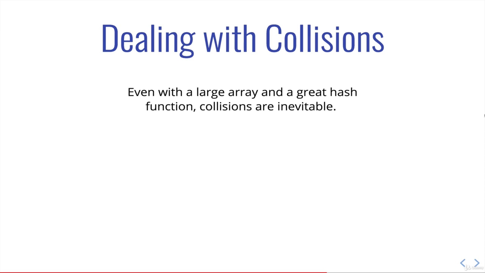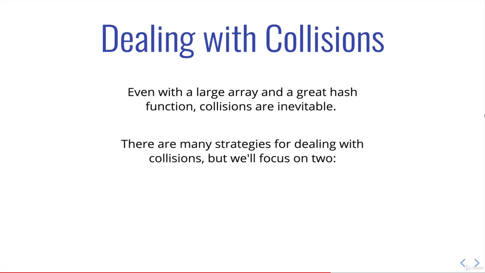But we're doing none of that. We're working with a small hash table and a bad hash function. So we are definitely going to have collisions. So how do we handle them? There are many strategies for this, but I'm going to talk about two of them here. Separate chaining and linear probing.